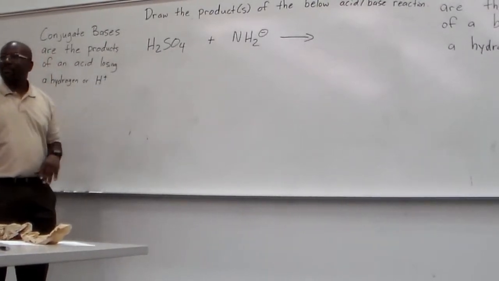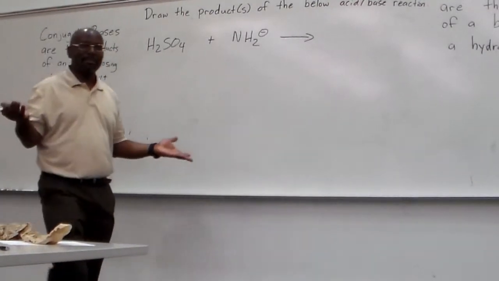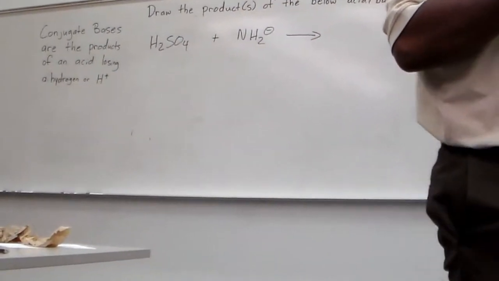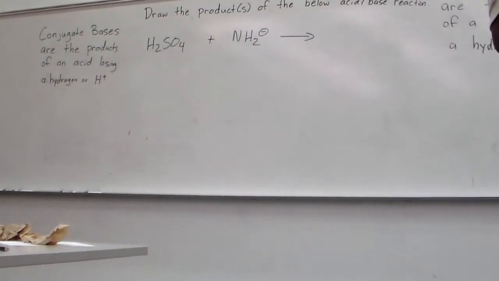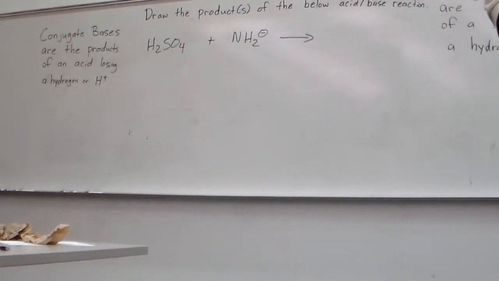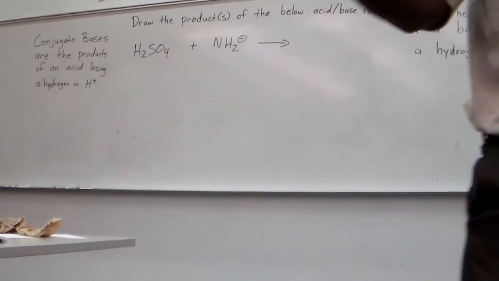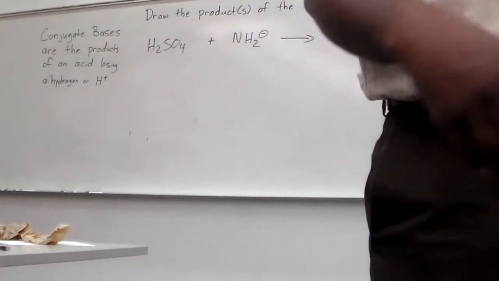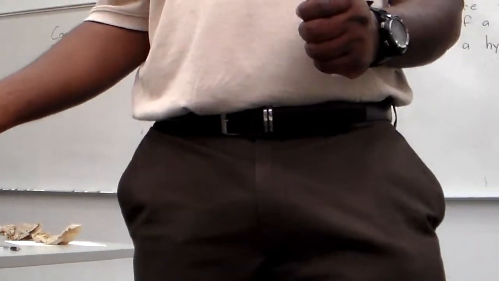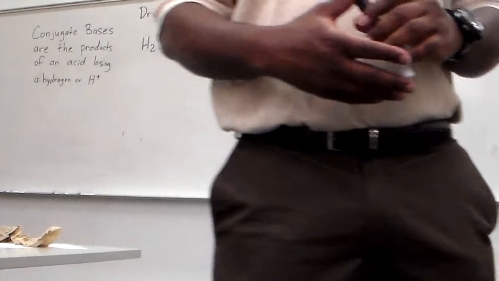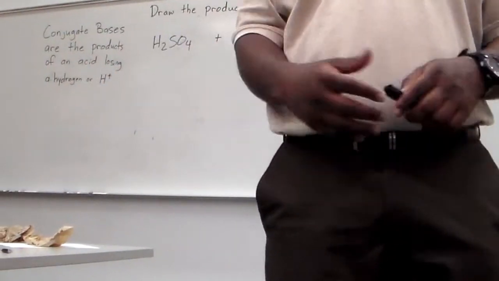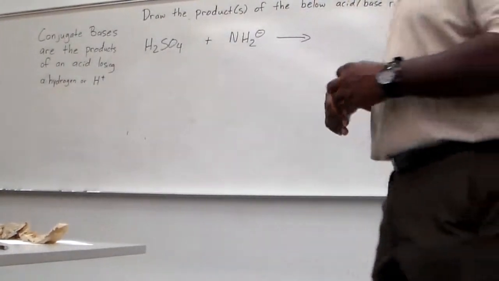From G-Chem, sulfuric acid. If it was an acid in G-Chem, it's still going to be an acid in organic chem. HCl was an acid in G-Chem, it's still an acid in organic chemistry. Sulfuric acid was an acid in G-Chem, it's still an acid in organic chemistry. Nitric acid, which was an acid in G-Chem, is still an acid in organic chemistry, though it does change a little bit on that one.